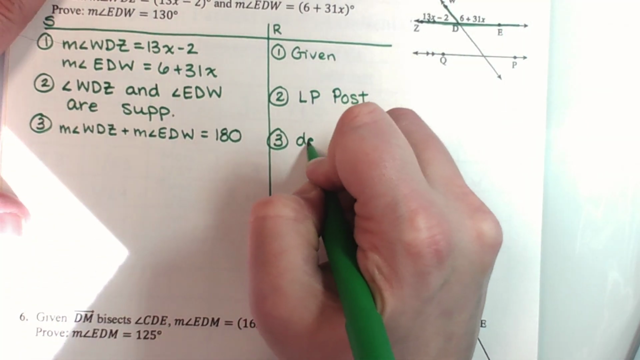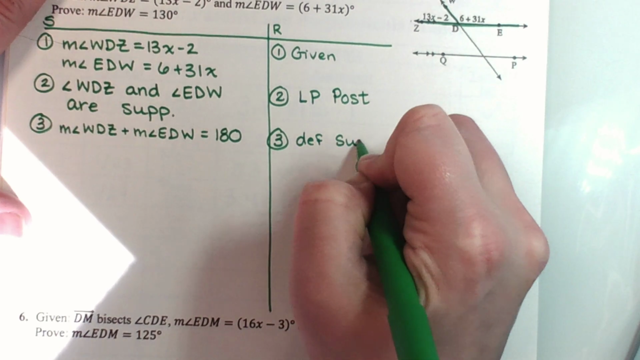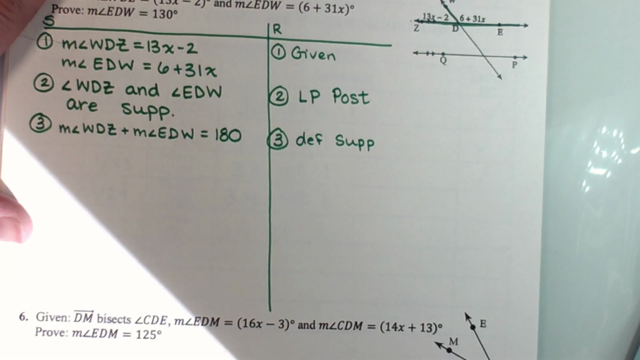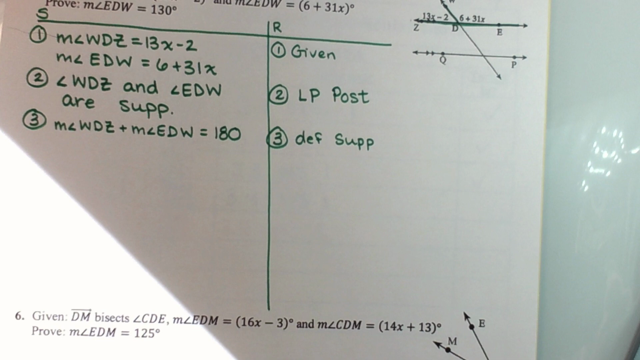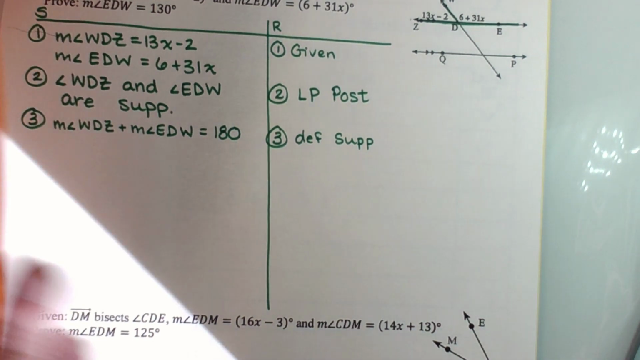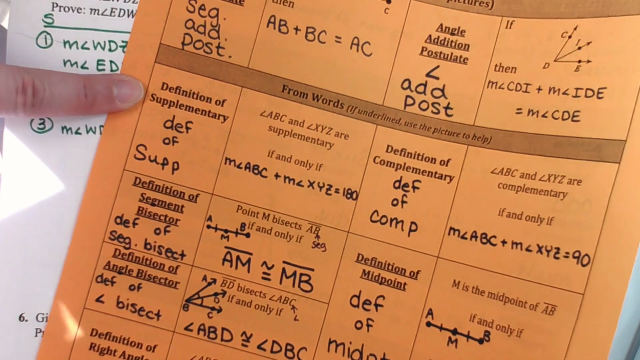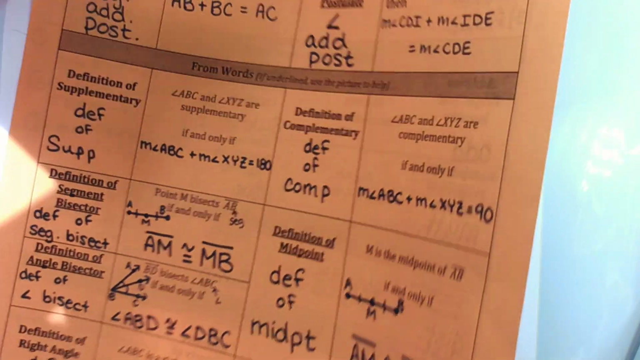That is the definition of supplementary. If you forgot what supplementary means, is there a place you could find it? Orange postulate sheet. Definition of supplementary. Angles add up to 180.